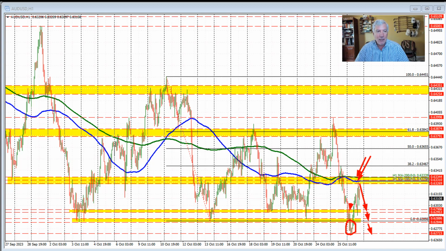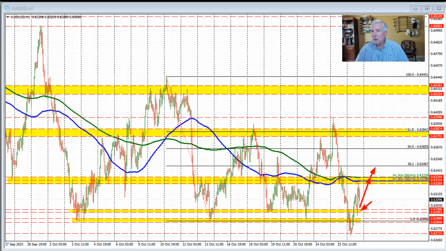So if you are a dip buyer, it might behoove you to perhaps lean against this area right through here and hope that indeed the buyers are looking to take more control and move back up through these levels. Alternatively, if the price were to break above these levels, we could potentially see further upside momentum in this pair.